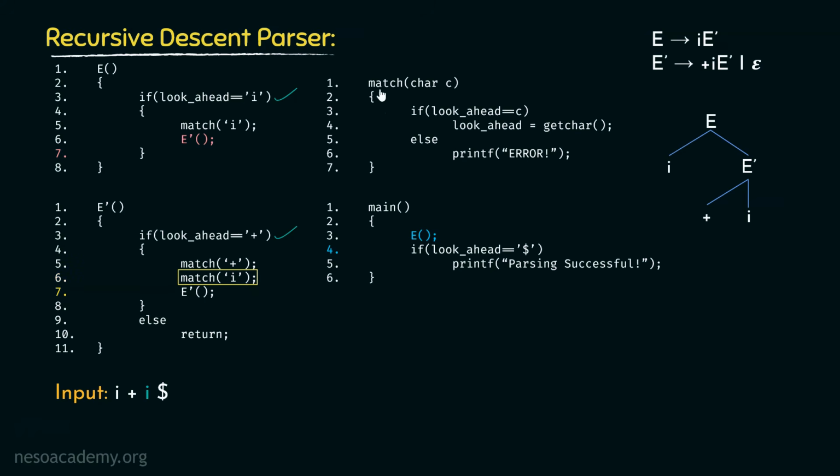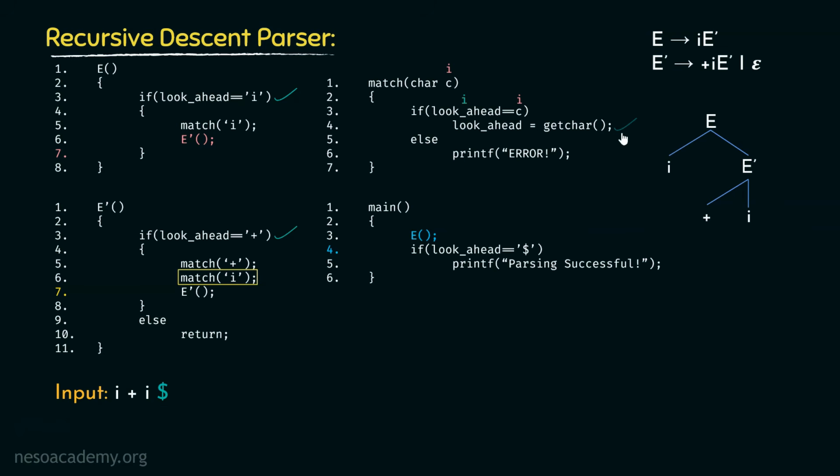Let's now head towards this match function. At this instance, the parameter c is having the symbol I because the actual parameter was I. Currently the lookahead is also tracking I, so we have I in lookahead and c is also having I. Since these two match, this time lookahead will again invoke the getCharacter function. Basically it will now have the dollar symbol in it.